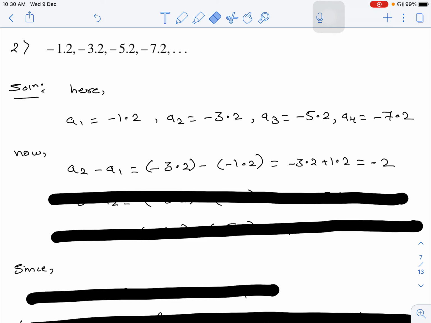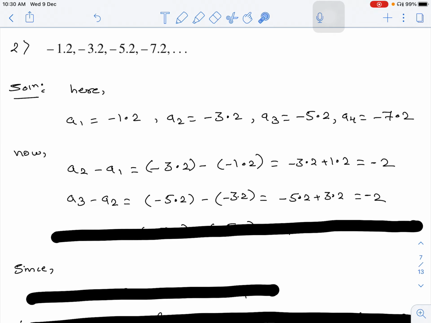Then next one. A3 minus A2 is equal to minus 5.2 minus minus 3.2. So this minus minus again will become plus. Opposite signs are there, so we can subtract, and we get the difference as minus 2.